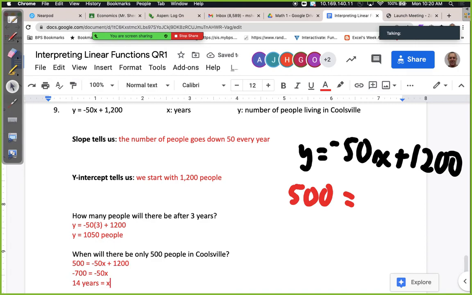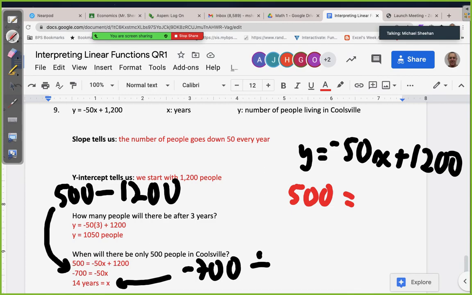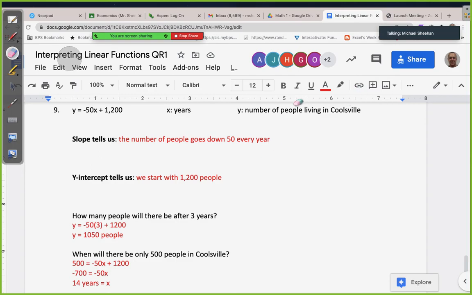All right. And just a little reminder here. That's 500 minus 1200, and that was negative 700 divided by negative 50. All right. So this is what your test is going to look like on Thursday. Yeah, it's going to look just like this.